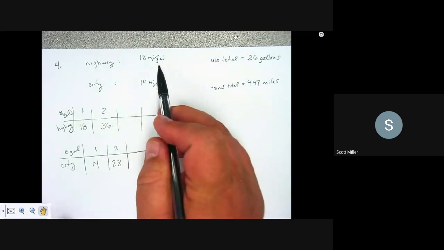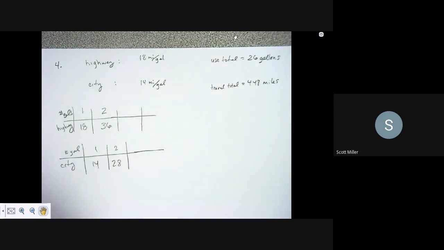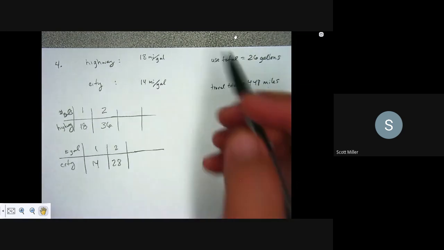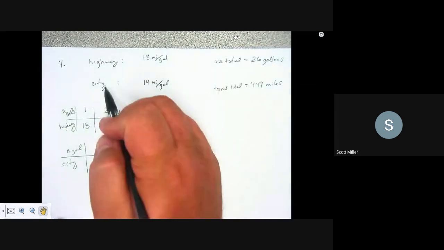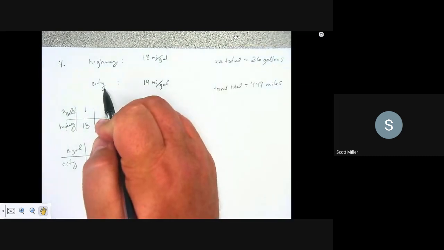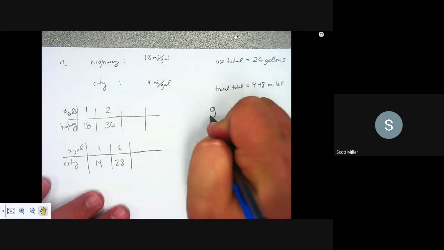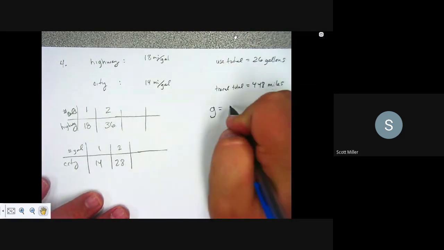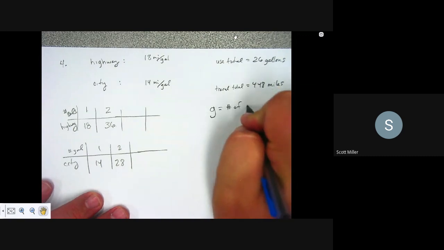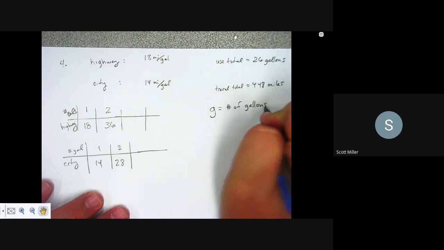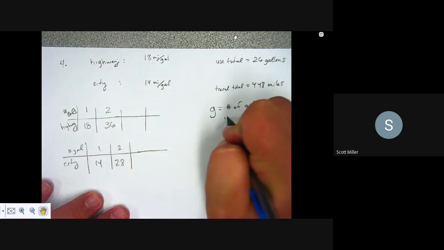I can also look at it in a more algebraic approach. Since I'm asked to find how many gallons I have in the city, I'm going to pick a variable. I'll call it G, and G stands for the number of gallons used in the city.